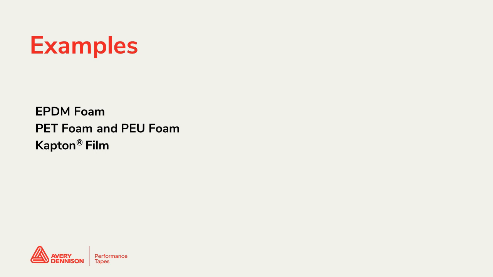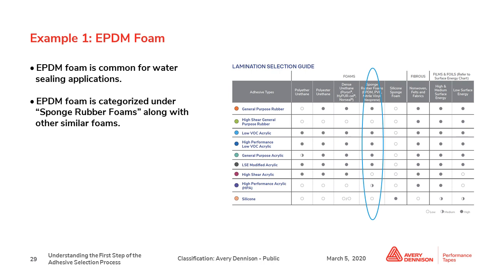All right, so next I will take you through some examples of how to select the correct tape for different types of materials that you might be laminating to. So the first one up we have is an EPDM foam. So again, if you go to the Lamination Selection Guide and you see that EPDM foam fits under the broader category of sponge rubber foams, you can pull your finger down that column and you can match it up with different adhesive types that we would recommend.